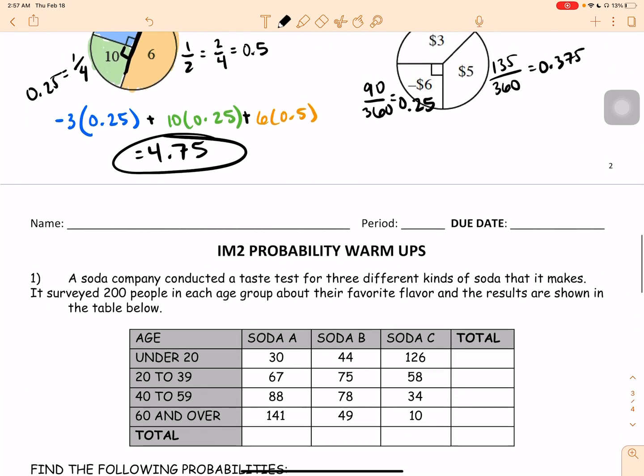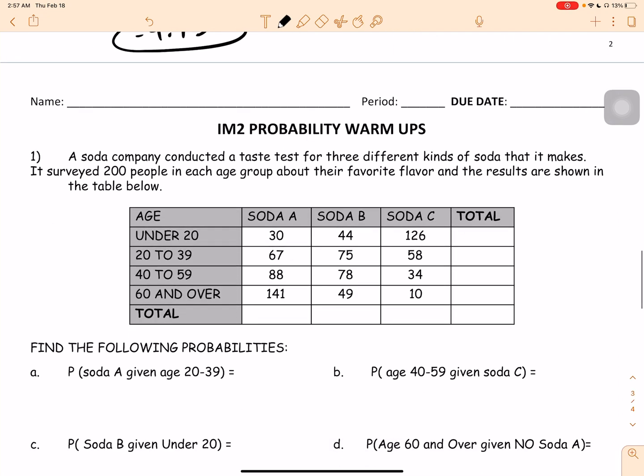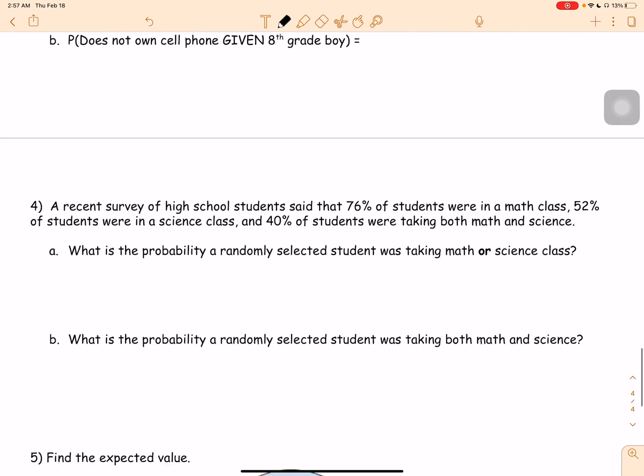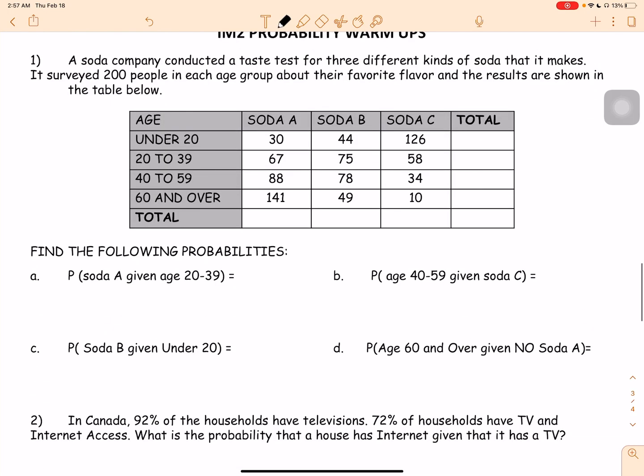All right, let's see here. Yeah. Hopefully these go by fast. Okay, so a soda company conducted a taste test for 3 different kinds of soda that it makes. It surveyed 200 people in each age group about their favorite flavor, and the results are shown in the table below. So I'm going to start going a little bit faster. First things first, I'm going to get out my calculator on my phone so I don't have to keep going back and forth.